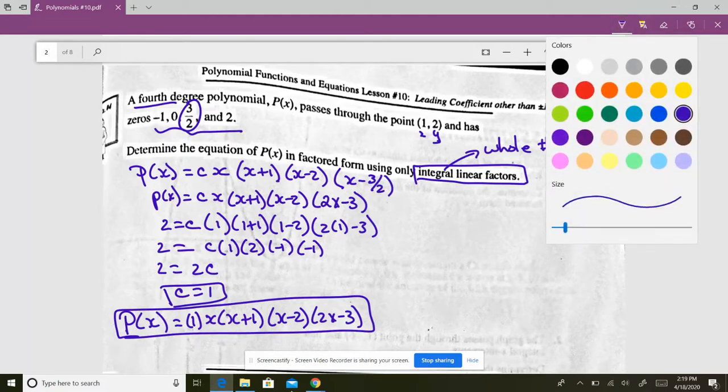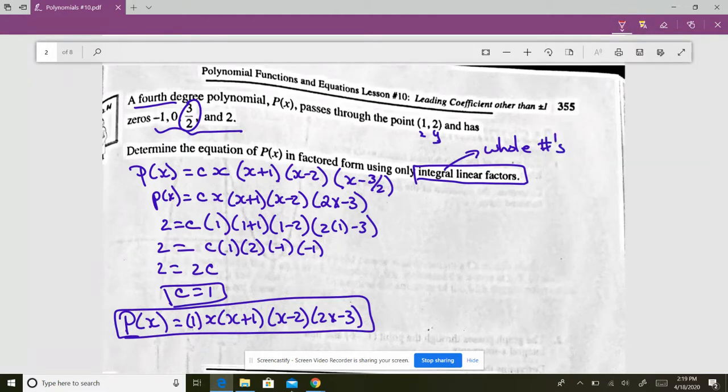What if you didn't change this one? So if you don't change that one and you plug in your x and y, you're going to end up with 2 is equal to c times x... Whoops. I'll plug in 1. And plug 1 into there. 1 plus 1, 1 minus 2, 1 minus 3 halves. Right away, you might not like it because we have fractions, but I'm just going to show you that you actually get the same number.